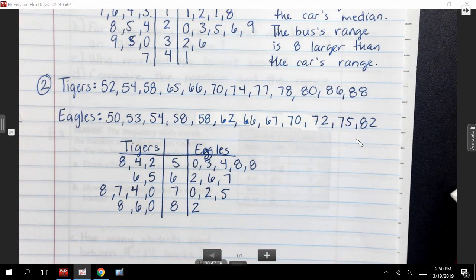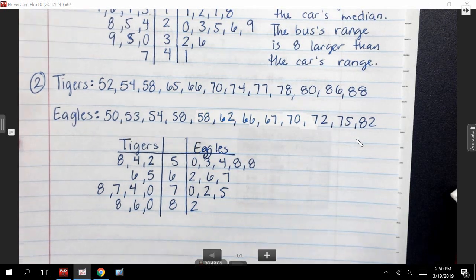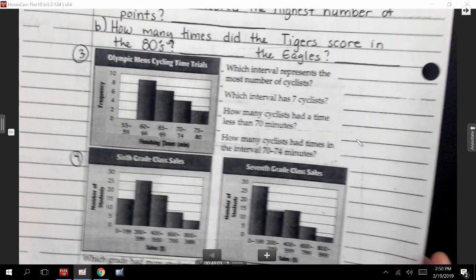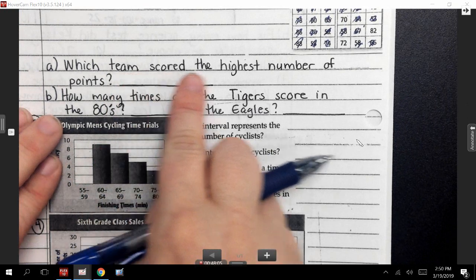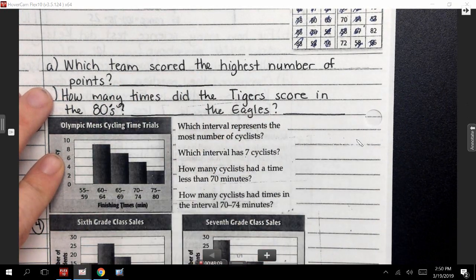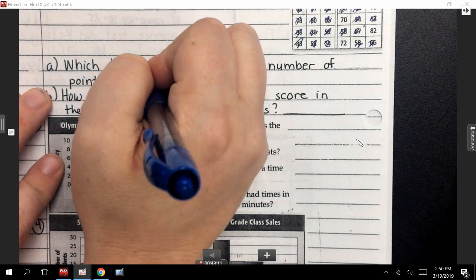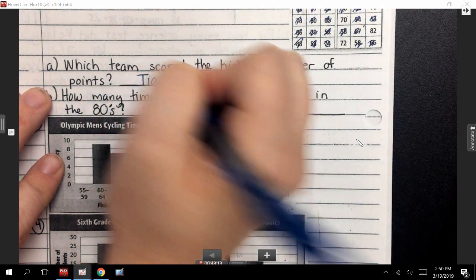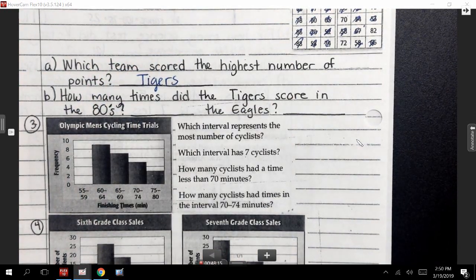It's not asking about the median or the range, but we do have some questions to answer. So I'm going to put that to the side, and let's answer these real quick. Which team scored the highest number of points? Evan? The Tigers. All right. They got all the way up to 88 points.